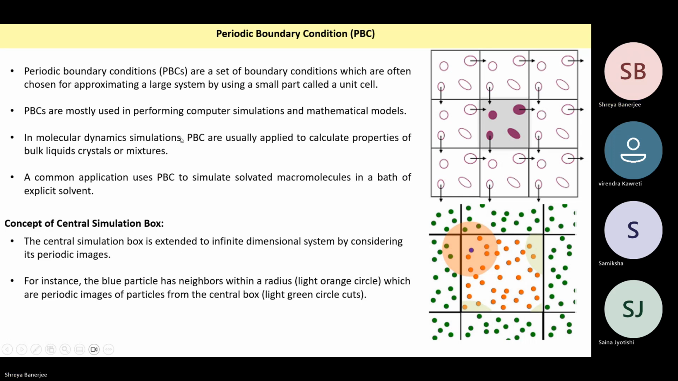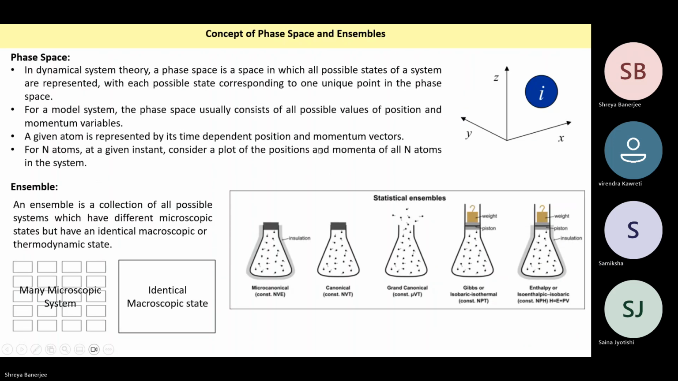Now there are certain terms called the phase space. Phase space is basically the collection of all the possible parameters of the system. So phase space consists of all possible values of position and momentum. For each atom, you will have 3 position coordinates, x, y, z, and 3 momentum coordinates, momentum along x, y, z. So each atom will have 6 parameters in the phase space.